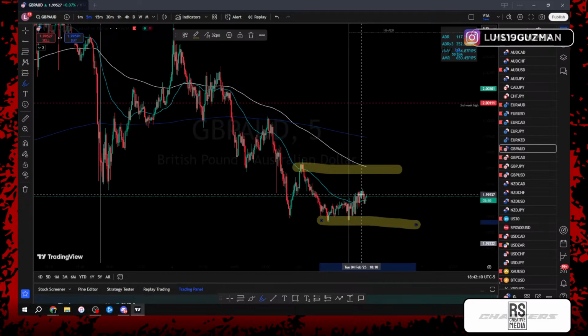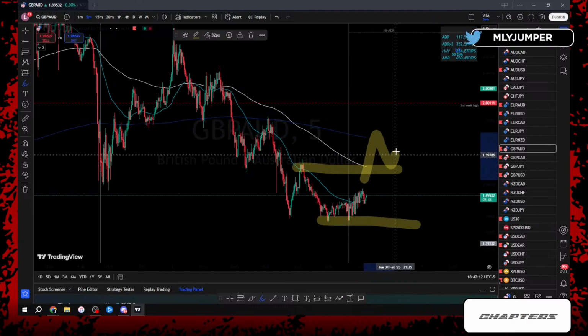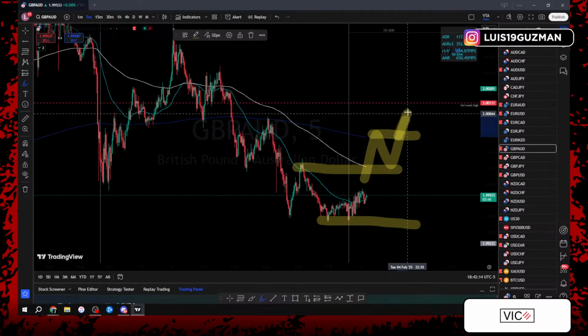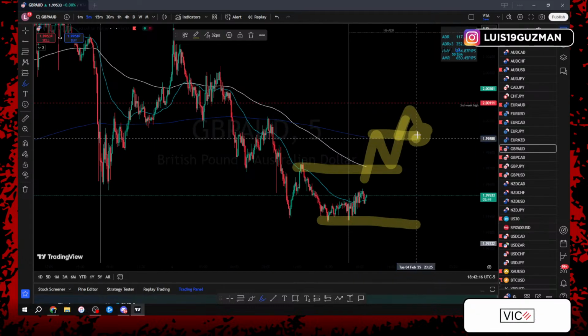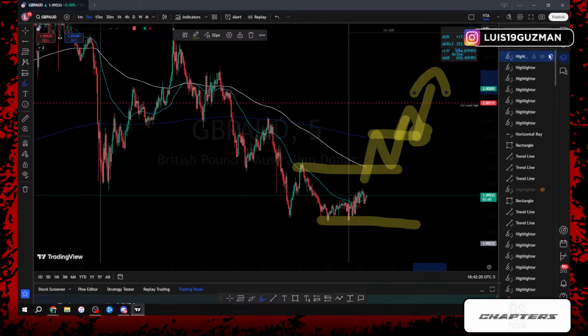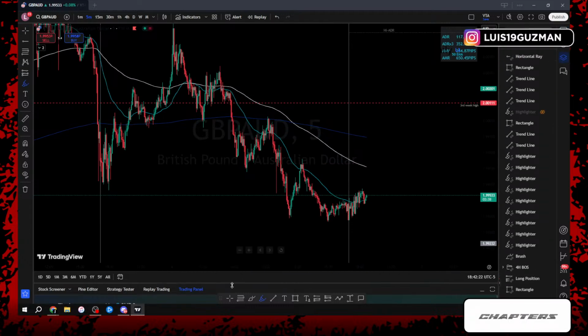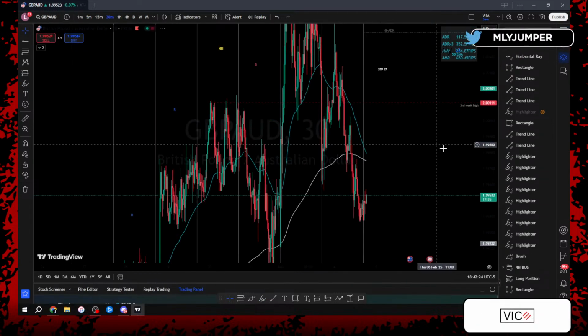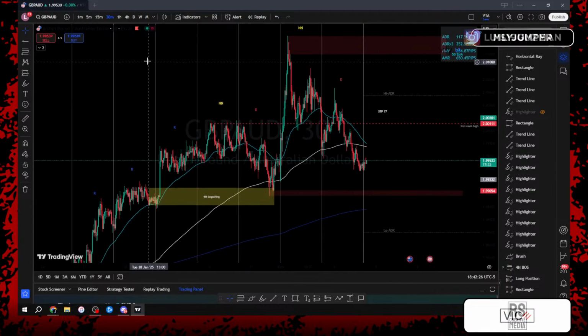So before I take a trade, I need to see the change of character, higher high, higher low, break of structure, higher high, higher low, and this is where I'll start looking to take my trades to go back up to the top side. Right, so for GA, gonna have to sit on our hands just for a little bit. Right, maybe tomorrow we'll start getting those pushes.